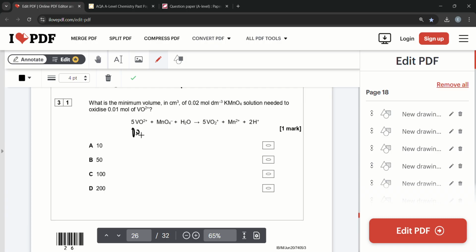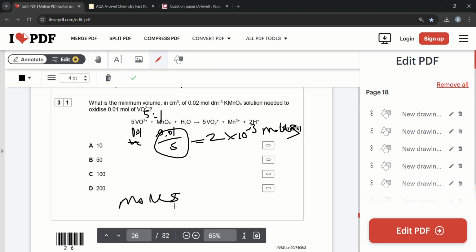So we've got 0.01 moles of this, 5 to 1 molar ratio. So we're going to divide that by 5. And that will give me the moles of MnO4 minus, 2 times 10 to the power minus 3 moles. But how do I get the volume?